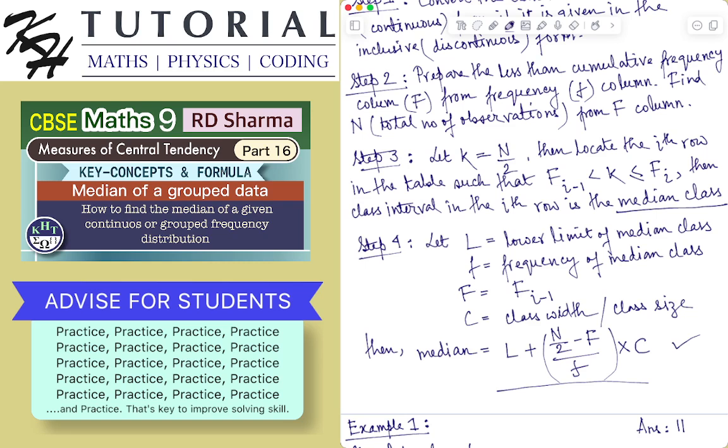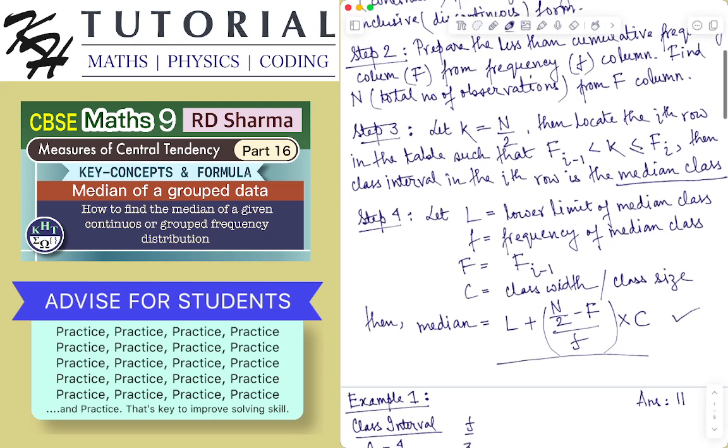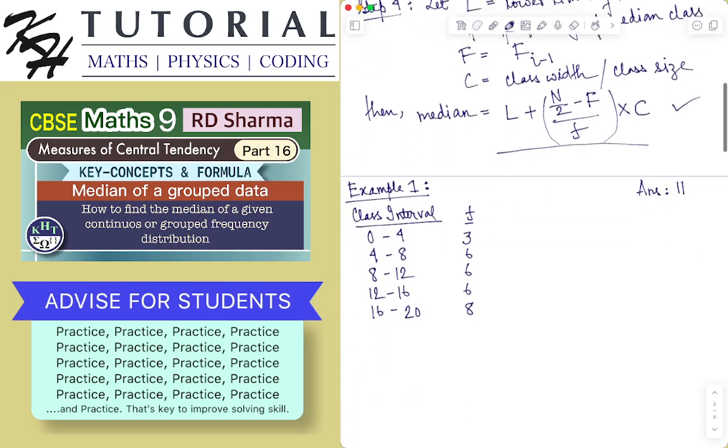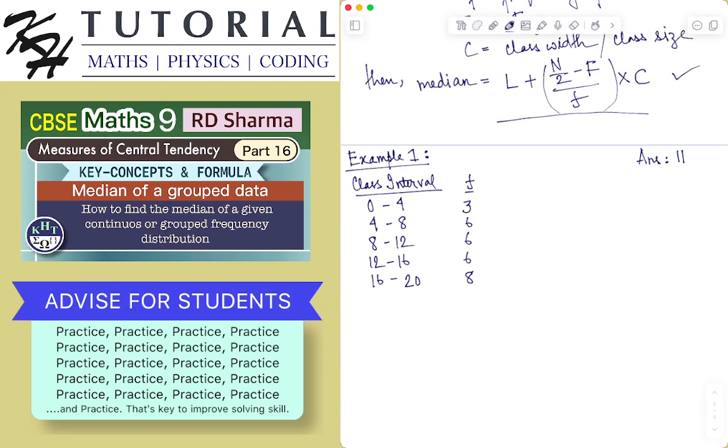Okay, let's try to apply these steps in finding the median of a given problem. In example 1, we are given class intervals and their frequencies. We clearly see that the upper limit of any class is equal to the lower limit of the next class, so the class intervals are exclusive or continuous. Now we have to find the less than cumulative frequency values for all the classes based on the frequencies of the classes.